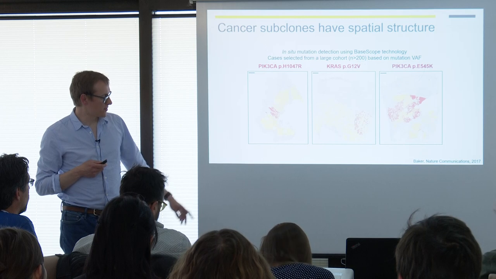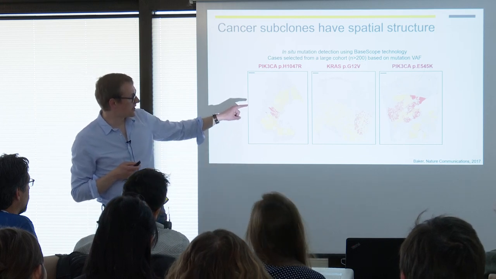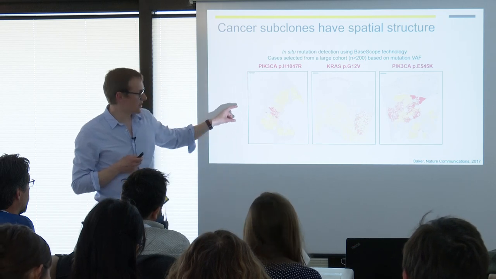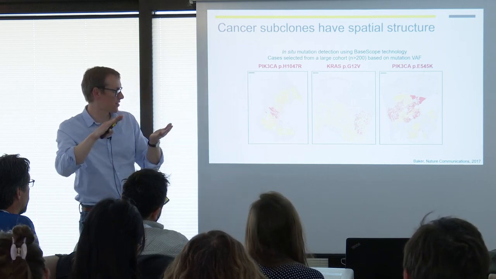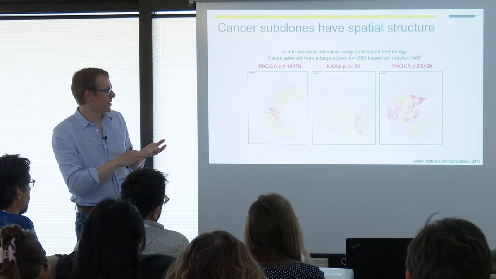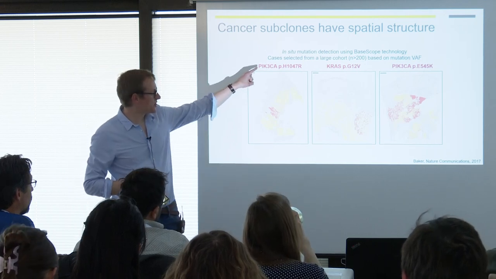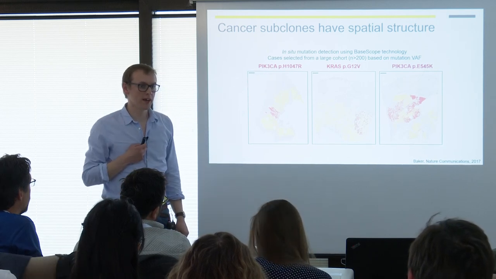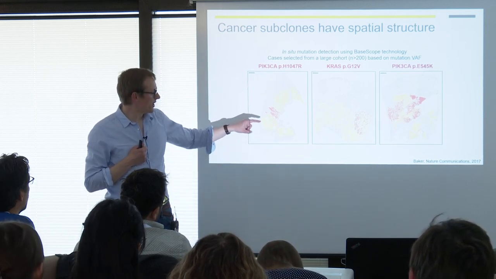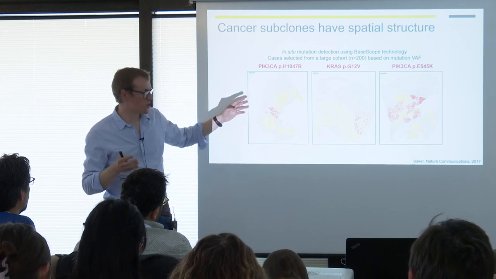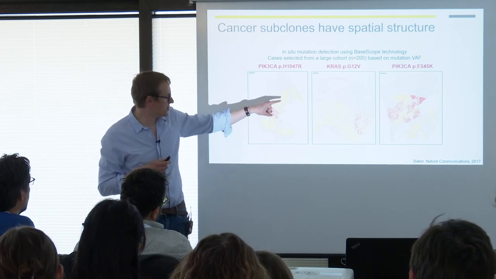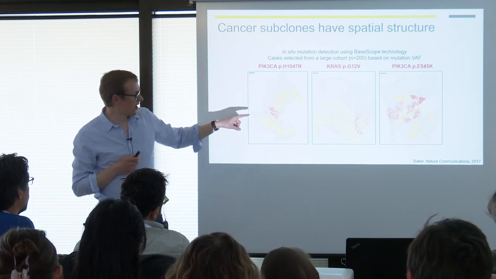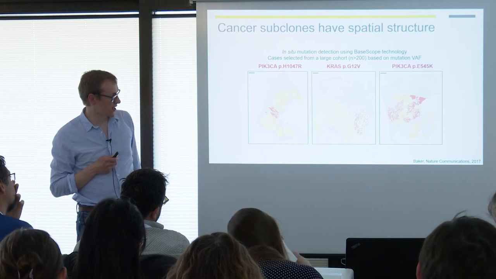A few years ago, we developed with a company an assay to measure in space, to effectively stain for mutations. So these are thin slices of colorectal cancer, and we've got this assay called Basecoat, which stains for particular point mutations by doing RNA hybridization. The pale region is probably stromal cells. The yellow region is cancer cells which don't carry that mutation. And the red regions are cancer cells which do carry that mutation, marked at the top.